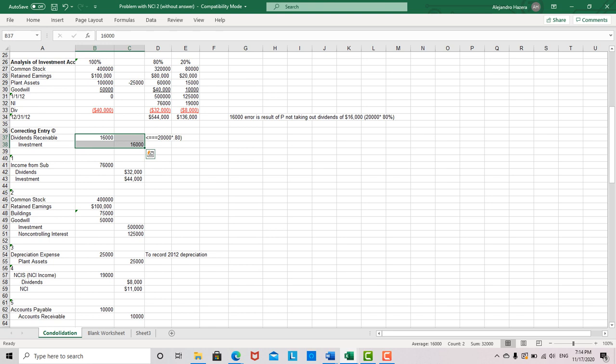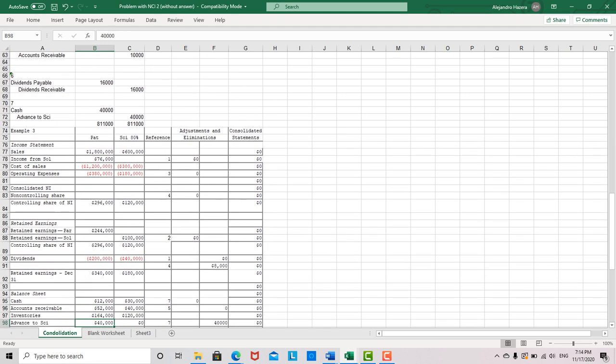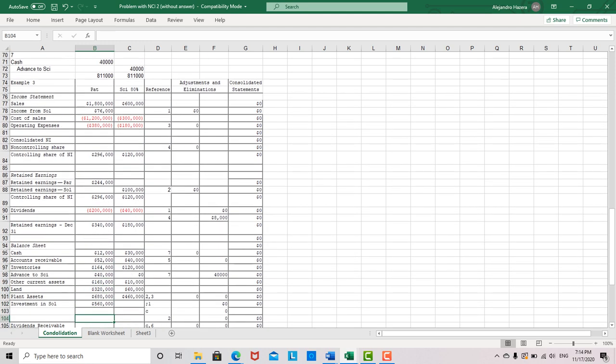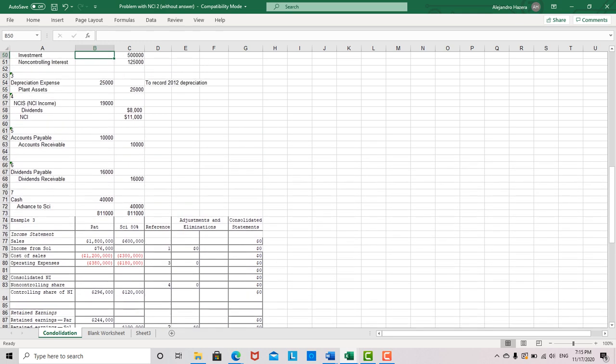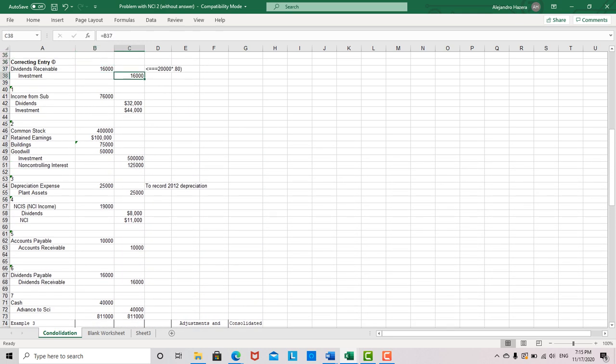You have to be able to spot those things. In this case, this 544 was correct because we took all 40 out, but in the problem it says that half of that was declared at the end of the year, and so this original 560 was overstated because it hadn't taken that out. So we had to credit the investment account for that 16,000 right there.